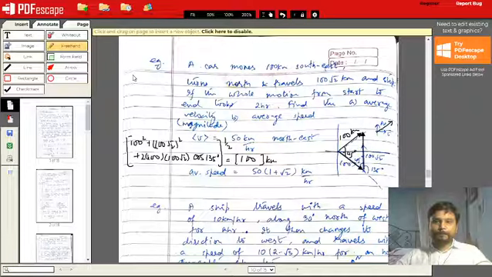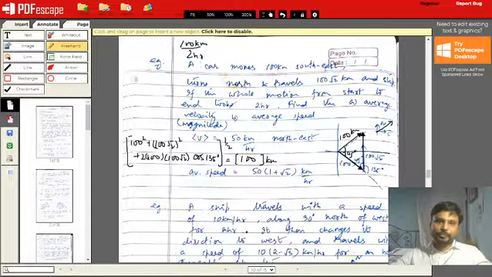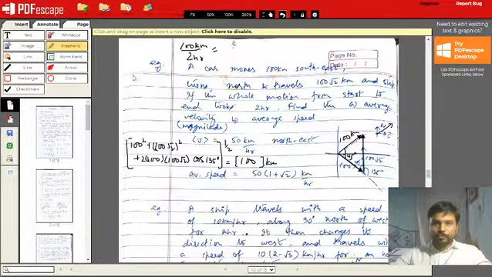So the average velocity would be the displacement of the particle. The net displacement of the particle is 100 kilometers, divided by the time taken, 2 hours. So the average velocity is 50 kilometers an hour.